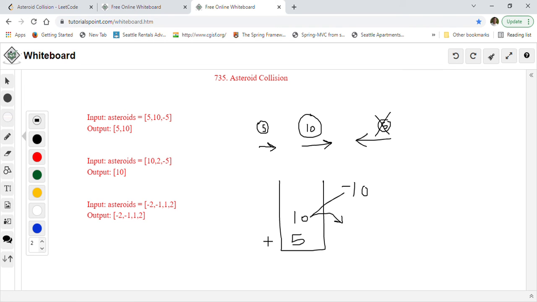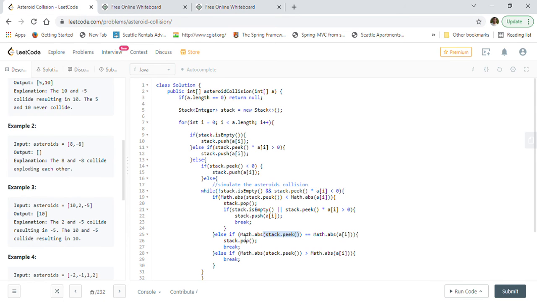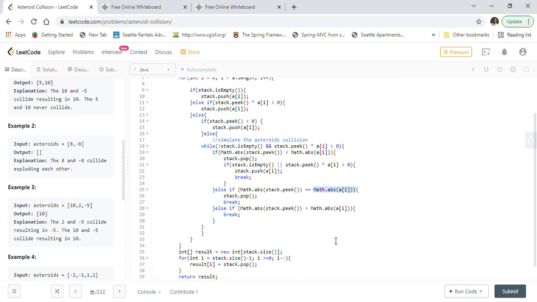Because they are both matching in the weight basically, right? So that's what we are simulating here. That's why we have to take the absolute value of the top of the stack and the absolute value of the coming one. So we are popping out of the stack in that case.